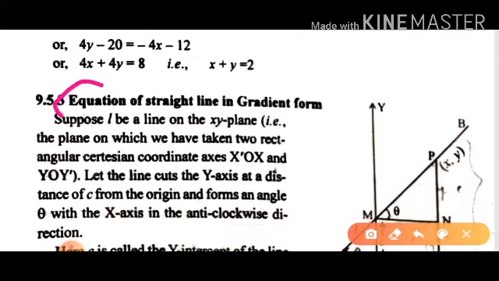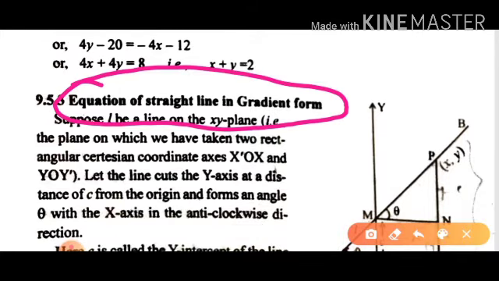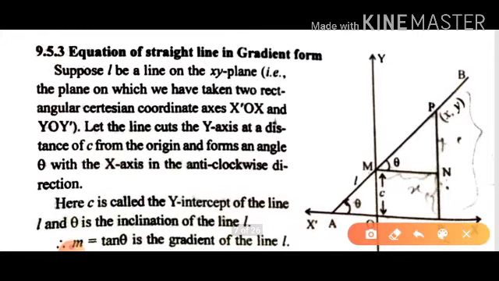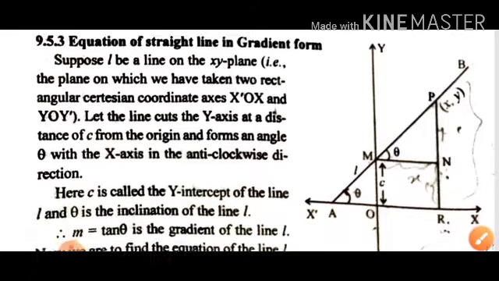Then we have the equation of a straight line in gradient form. How do we find the equation of a line in gradient form? We have equations of a straight line in different forms, and the first one we'll learn is the gradient form. We take this line as AB, where P is a point. Then we draw a perpendicular to the x-axis, and MN perpendicular to AB. This was P, and maybe R, yes, PR.